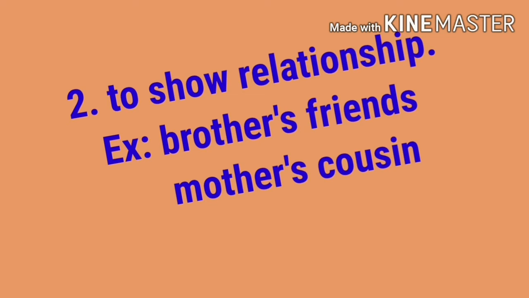Mary's room. Second one, to show relationship. Example, brother's friends. Whose friends are they? Brother's friends. To show the relationship, we add apostrophe s to the noun brother. Mother's cousin. Whose cousin? Mother's cousin. So, add apostrophe s to the noun mother.